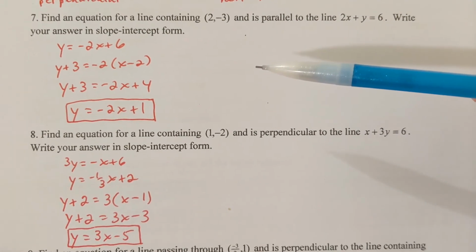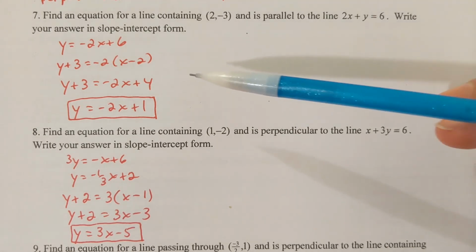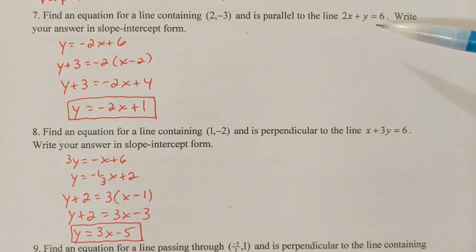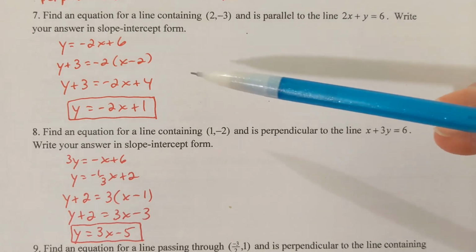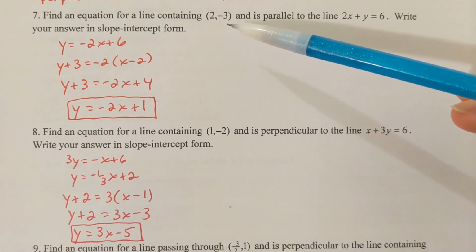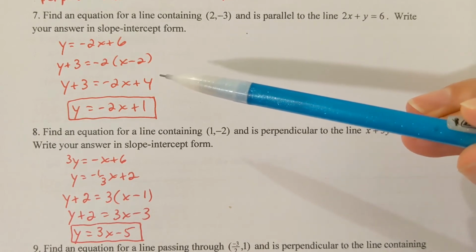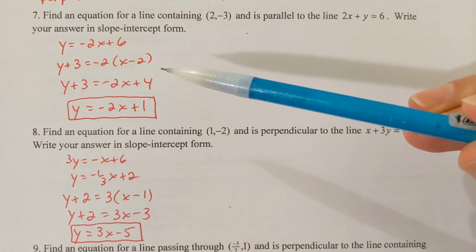Problem 7. Find an equation for a line containing 2, negative 3 and is parallel to the line 2x plus y equals 6. Write your answer in slope-intercept form. Okay, so y equals negative 2x plus 6. We have a line that has a slope of negative 2 and it passes through 2, negative 3. So I can use the point-slope equation.